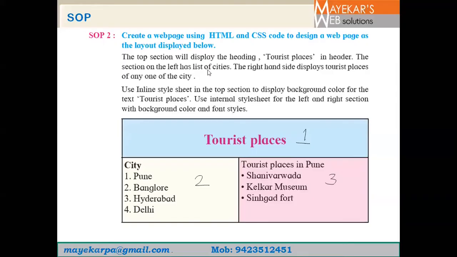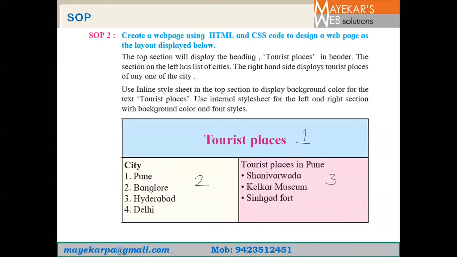Now see what the next part is saying. The top section will display the heading. So here is the heading, and what is there? Tourist places. Tourist places is the text written inside the topmost section. The section on the left hand side is a list of cities. And what is at the right hand side? At the right hand side, there are tourist places. So tourist places are given at the right hand side and the list of cities is given at the left hand side.